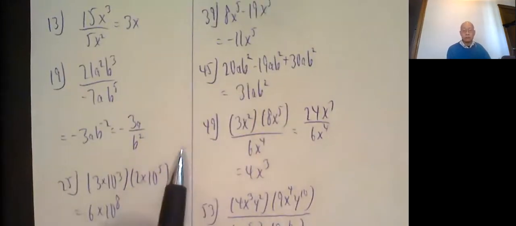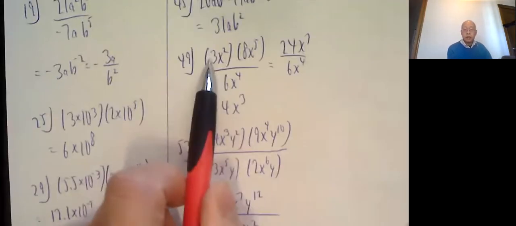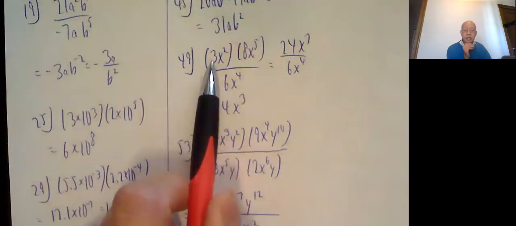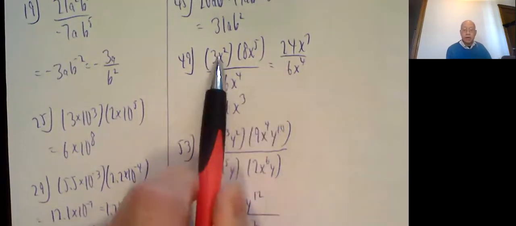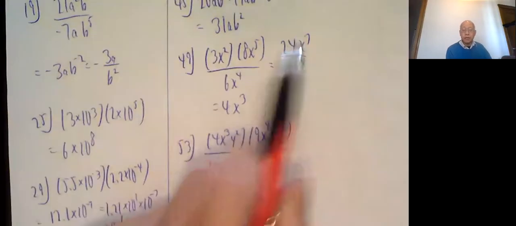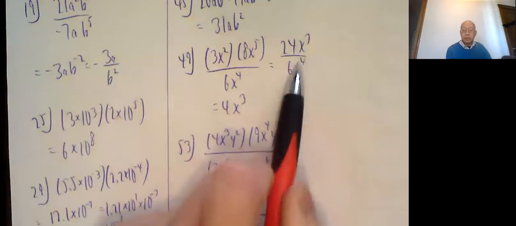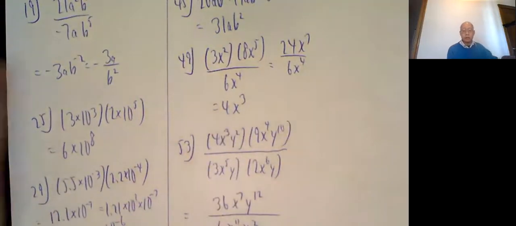49, okay, I would just work out the top. Clean up the top. 3 times 8 is 24. X squared times x to the 5th is x to the 2 plus 5 is 7. And now I divide. 24 divided by 6 is 4. X to the 7 minus 4 is x cubed.